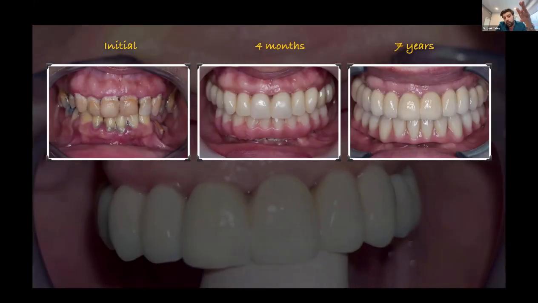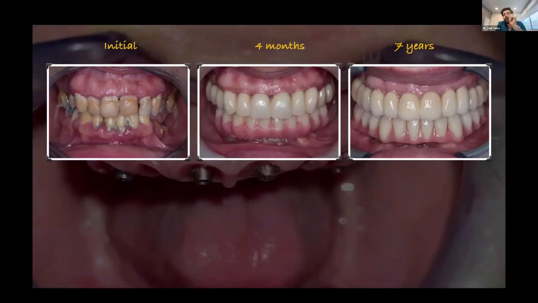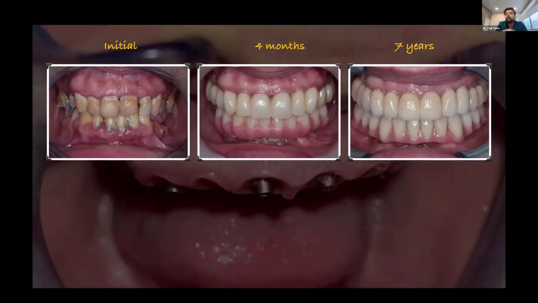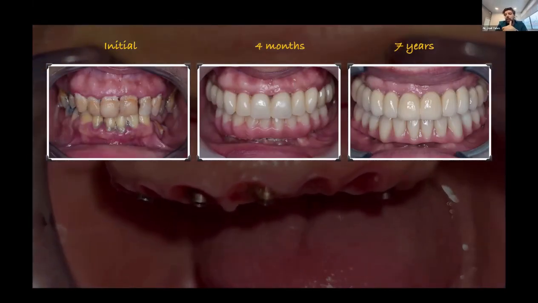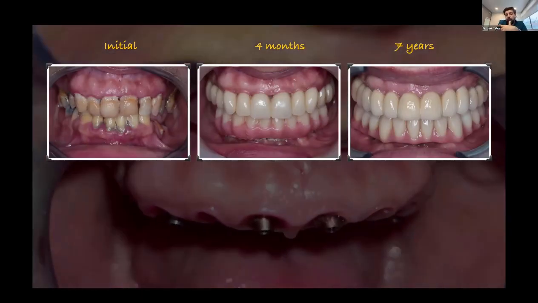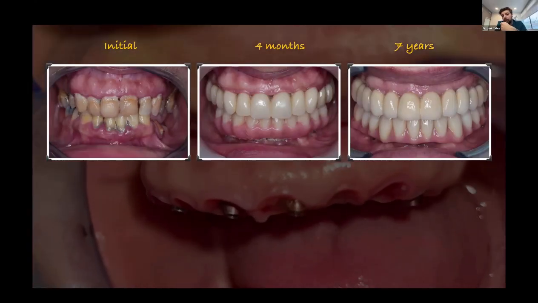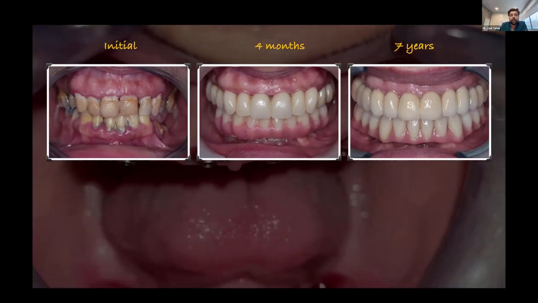Still a lot of work to do, still a lot of communication to be done with this patient. And look how improved the tissue looks after 7 years, because she learned how to clean properly. We changed her. So we don't change only the set of teeth, we change actually the patient. She's way happier now. She's no longer depressed. She can smile, she can eat properly.